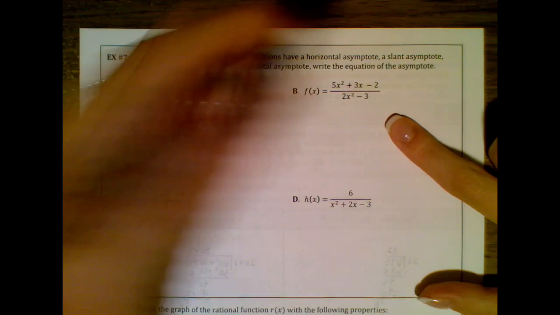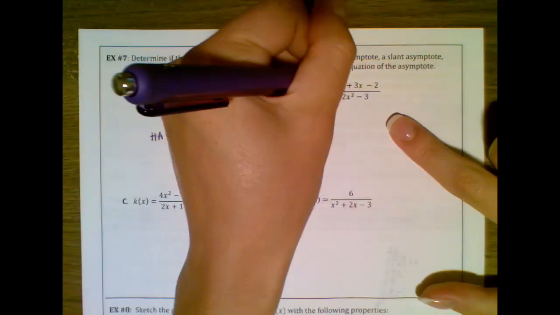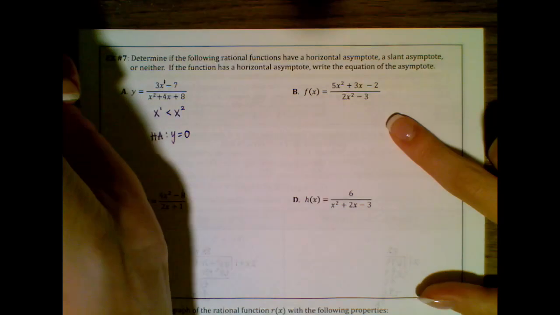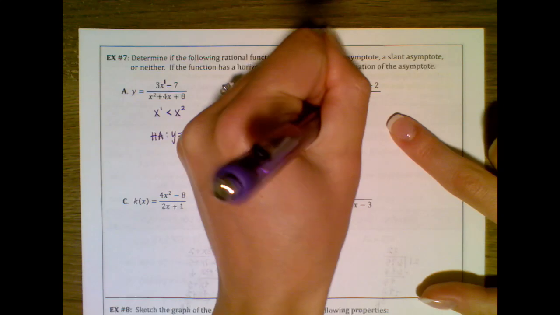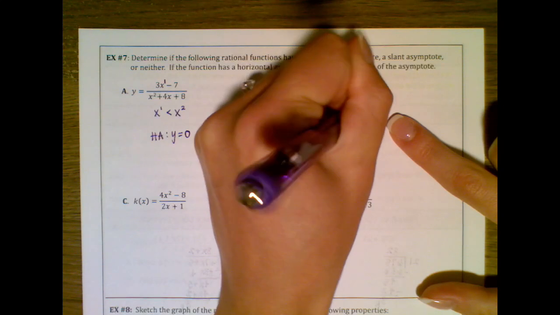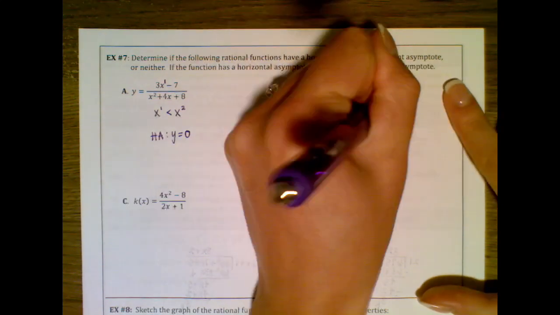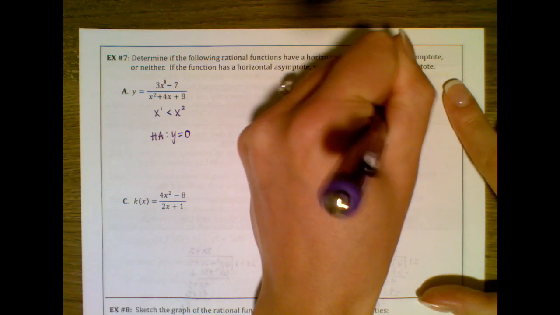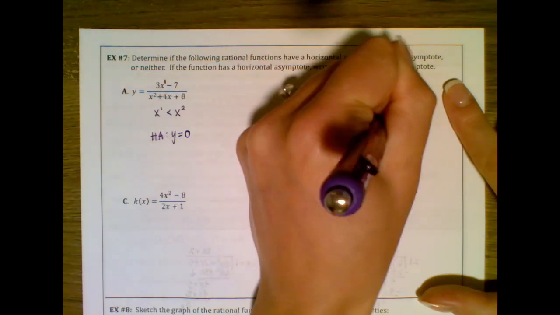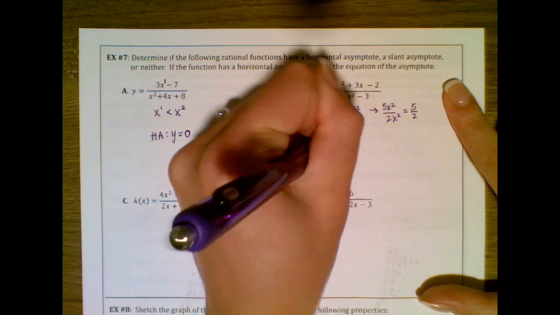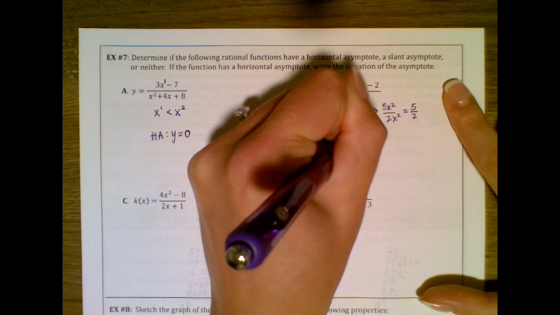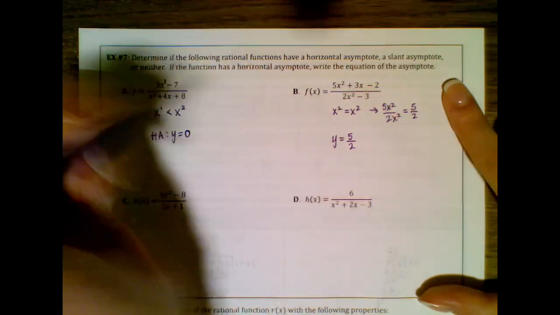Letter B. I have a degree of 2 and 2. So because they're equal, we divide the leading coefficients. So because x squared equals x squared, I am going to do 5x squared over 2x squared, which equals 5 over 2. So y equals 5 over 2 as my horizontal asymptote.